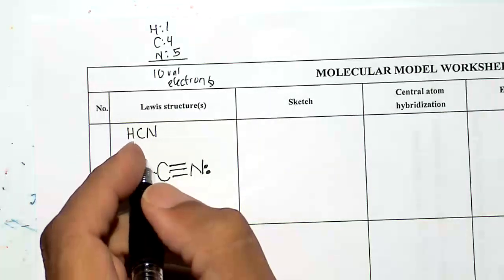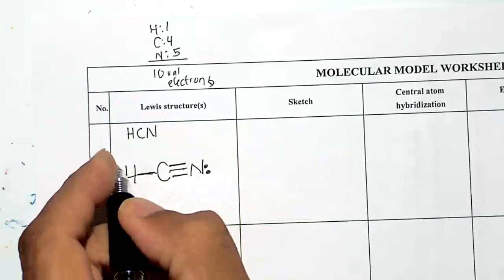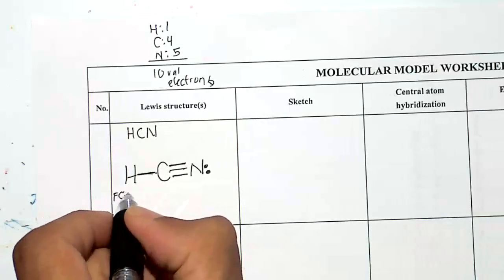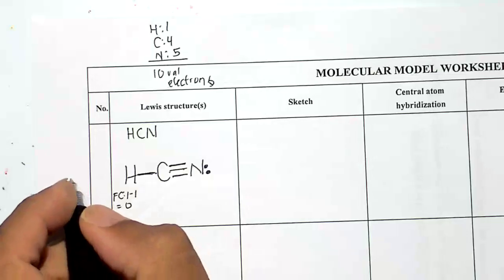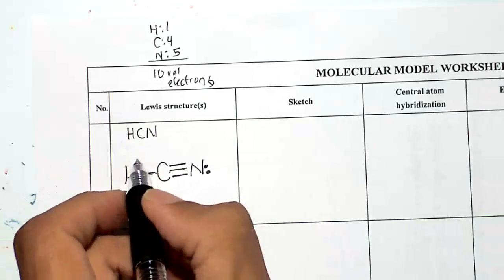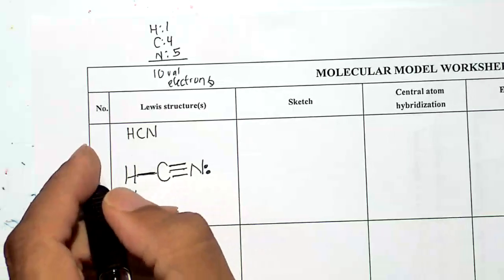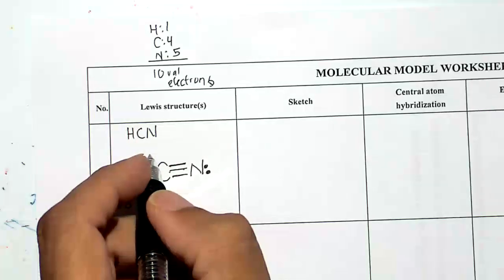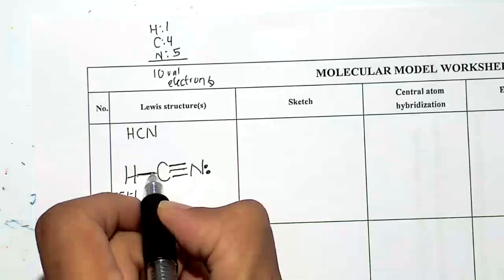We'll do formal charge and octet rule. Hydrogen. What is hydrogen happy at? 1. What's 1 minus 1? Formal charge on that hydrogen is 0. Octet rule for hydrogen: 1, 2. Is that all right? Yes, it's all right. Now carbon, octet rule and formal charge.